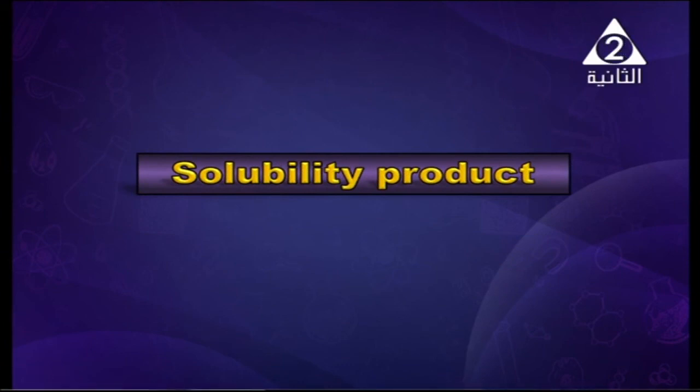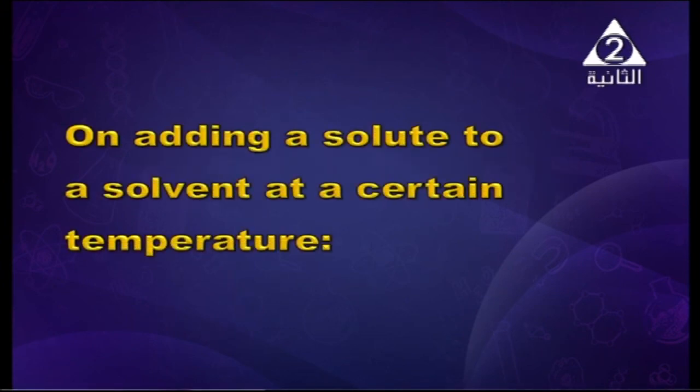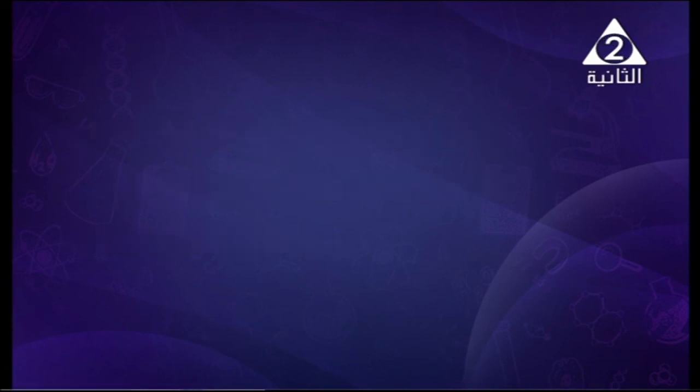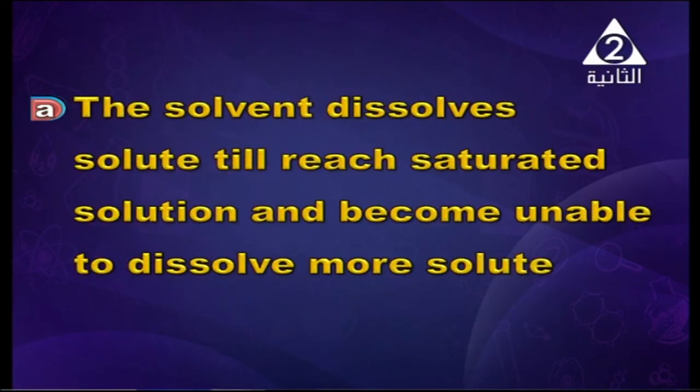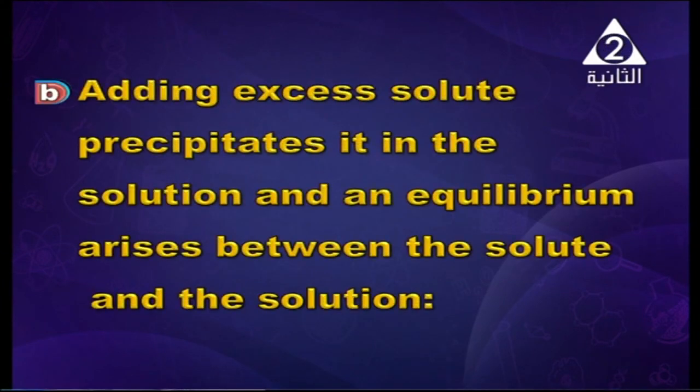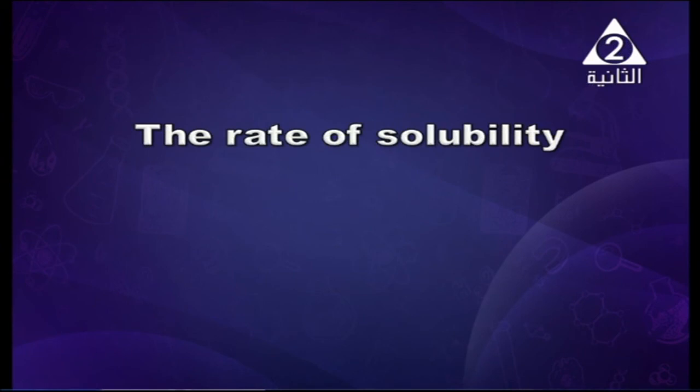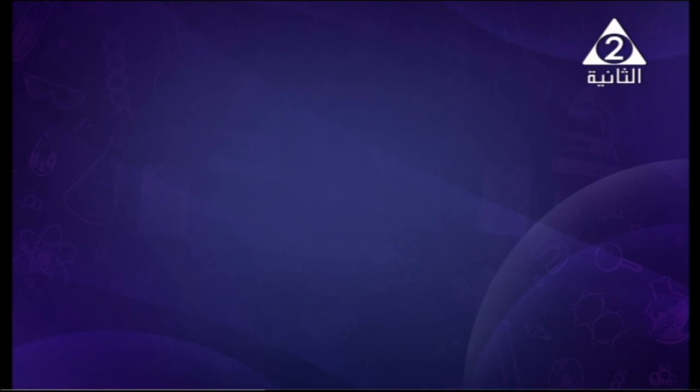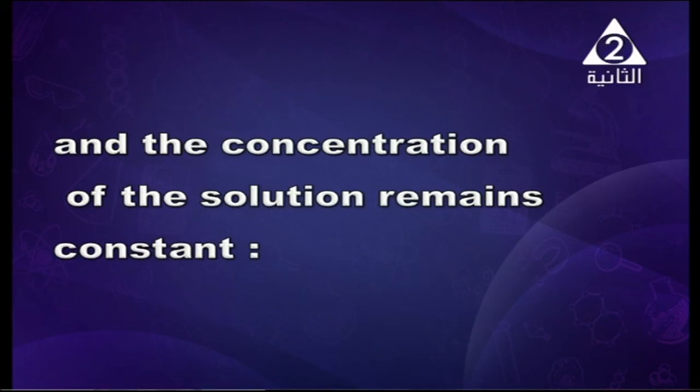Now, my dear student, we are going to discuss the solubility product. On adding a solute to a solvent at a certain temperature, we find that the salt and solvent form the solution, the solvent dissolves the solute till it reaches a saturated solution and becomes unable to dissolve more solute. And adding excess solute precipitates in the solution, and an equilibrium arises between the solute and the solution. And here the rate of solubility equals the rate of precipitation. So, the concentration of the solution remains constant.